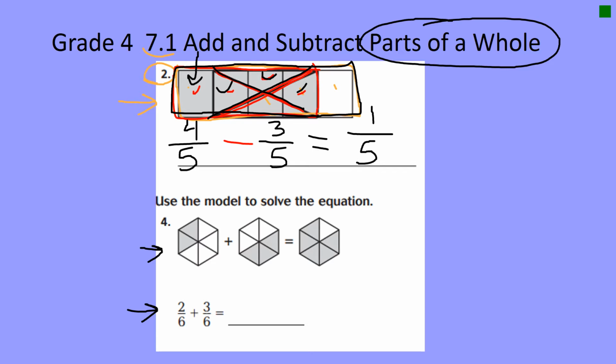Okay, so we have a model and an equation. All right, well, let's see here. This is 2 shaded out of 6, so that is a model showing 2/6 plus 1, 2, 3, 3 out of 6. So there's the model for 3/6. So if we add 2 pieces of 6 plus 3 pieces of the 6, what do we get? Well, let's look at the final model. 1, 2, 3, 4, 5. We have 5 out of 6 equal parts.